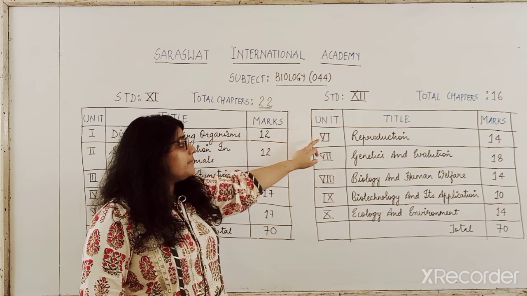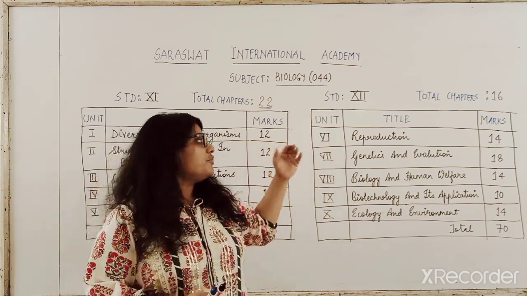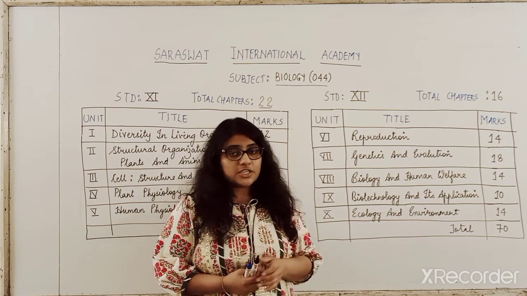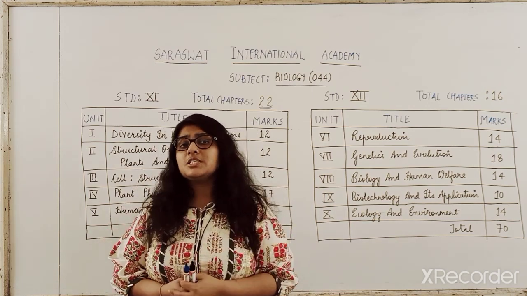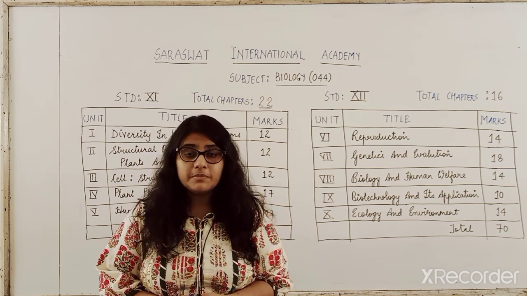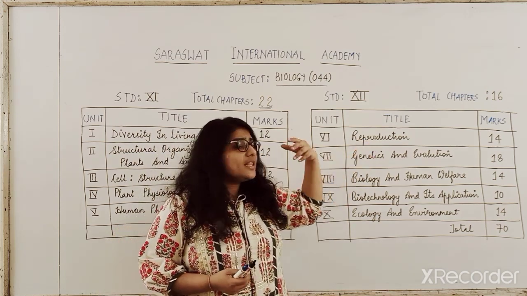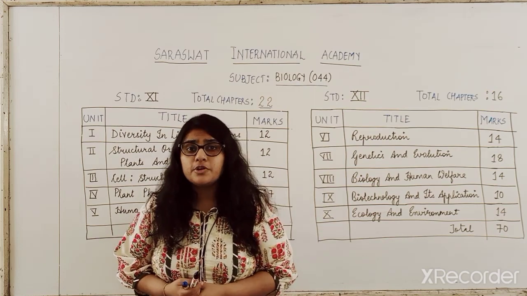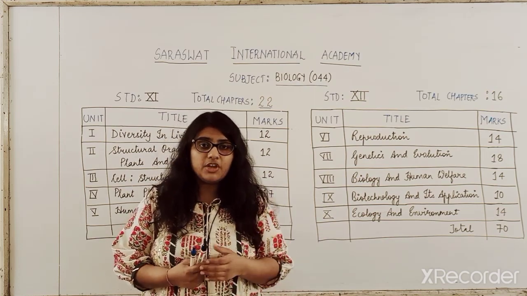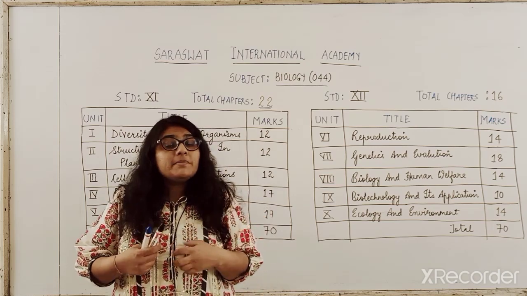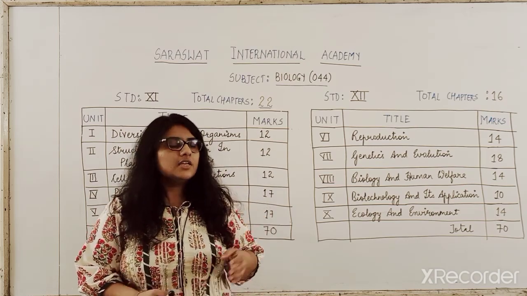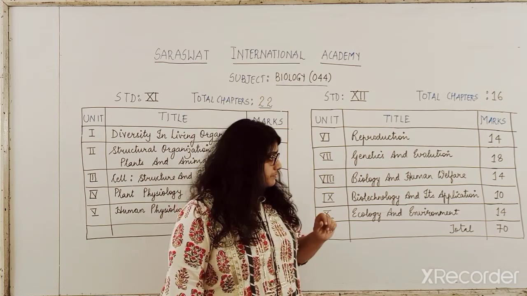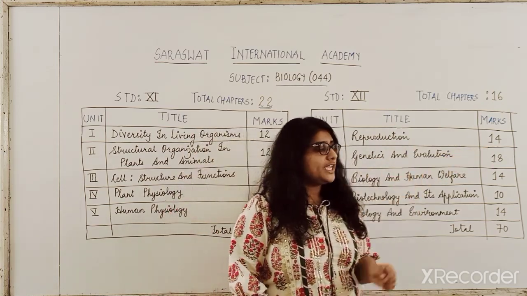Now let us talk about unit number 6. Unit number 6 is the first unit of 12th standard and the name of the unit is reproduction. In this unit we will be studying how the process of reproduction occurs in plants and animals. All the reproduction related aspects: which types of reproduction, how the flowering plants reproduce, how reproduction occurs in living organisms, in human beings. We will also be studying reproductive health. All these topics will be included in unit number 6, reproduction. The total marks for this unit is 14 marks.